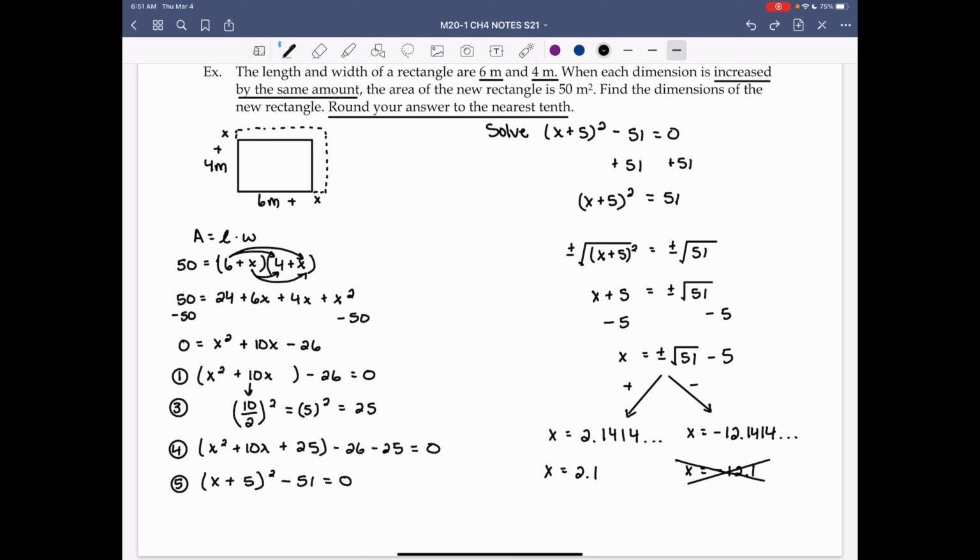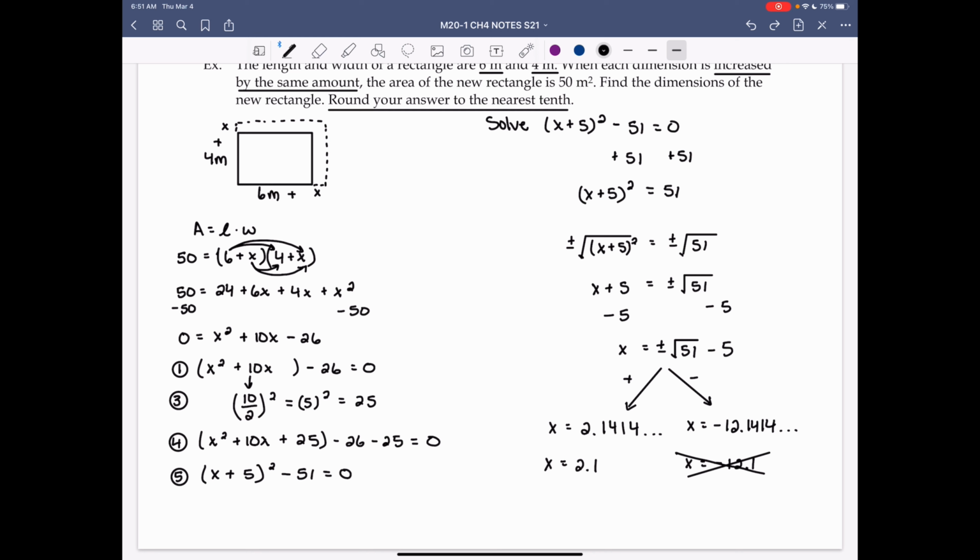That means that x equals 2.1 is our solution, but the question is asking for the dimensions of the new rectangle. So we have to do the length equals 6 plus x, which is 2.1, which equals 8.1, and the width equals 4 plus 2.1, which is 6.1. So our solution: length equals 8.1 meters, and width equals 6.1 meters.